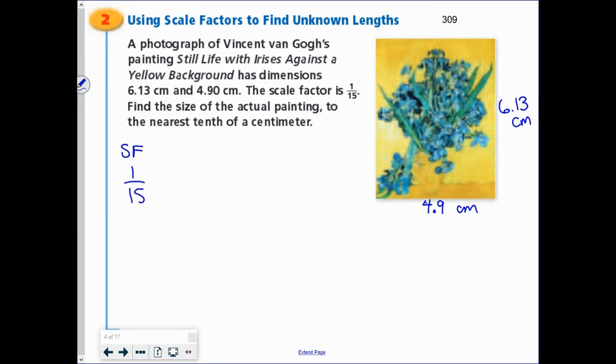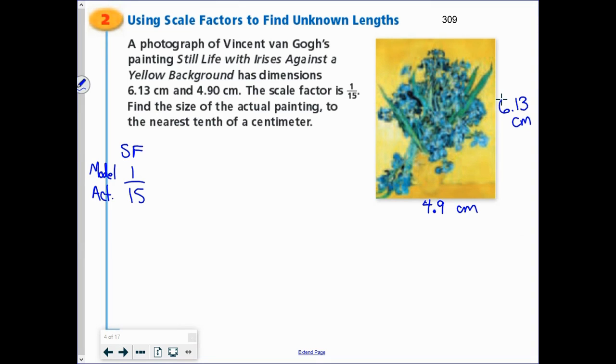Remember what I said before, it is model over actual. And this is important because when we set up proportions, remember we want to have same things on top, same things on the bottom. Situation 1 on the left, situation 2 on the right. Well, situation 1 here is going to be our scale factor. It is 1 to 15, and it has model on top and actual on the bottom.